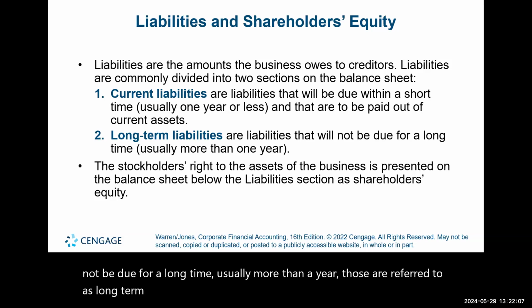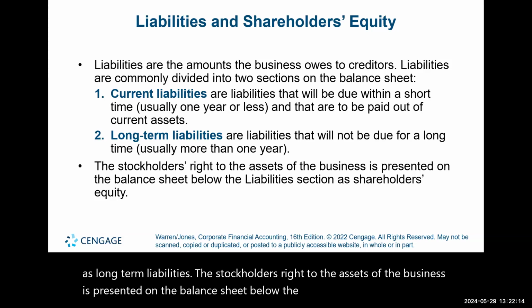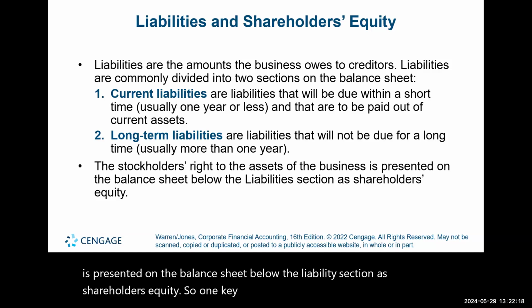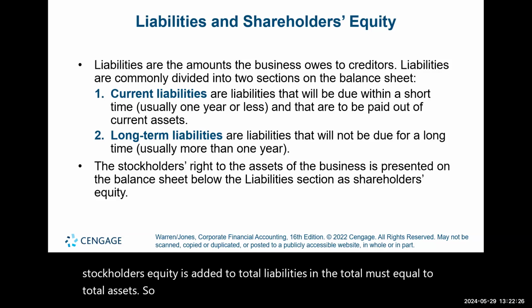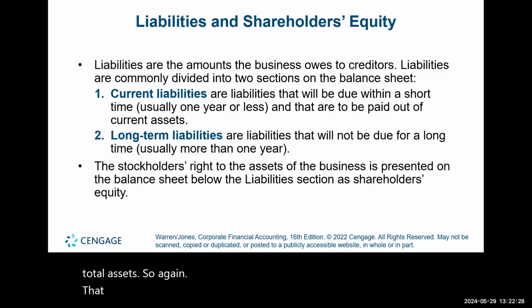The stockholders' right to the assets of the business is presented on the balance sheet below the liabilities section as shareholders' equity. So one key thing to keep in mind is that the stockholders' equity is added to total liabilities and the total must equal total assets. So again, that is the fundamental accounting equation. Assets equals liabilities plus owner's equity.